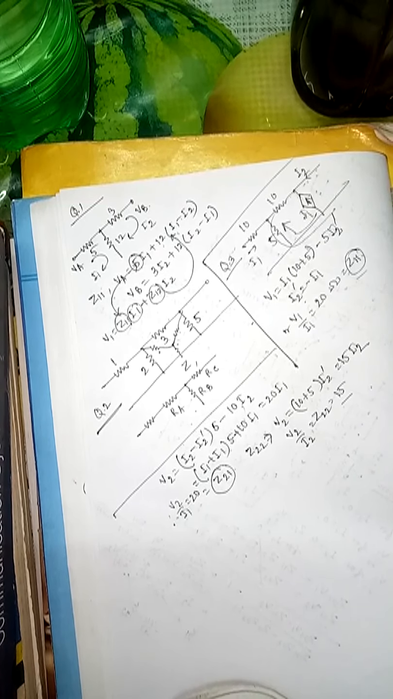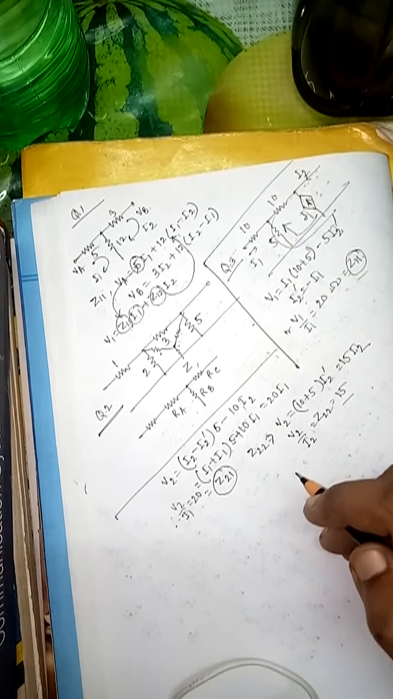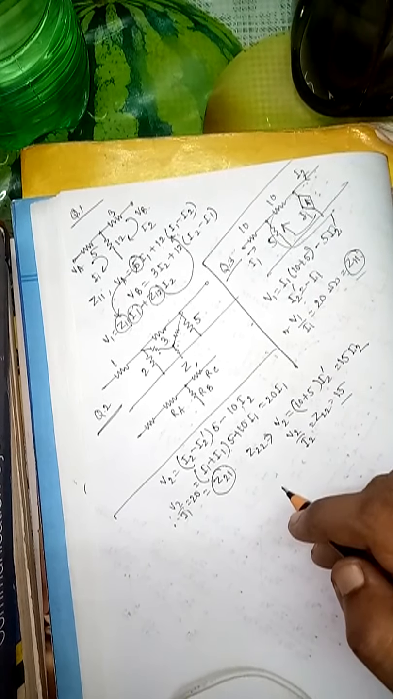So in this way, in the next class we will discuss the ABCD parameter and the inverse ABCD parameter.